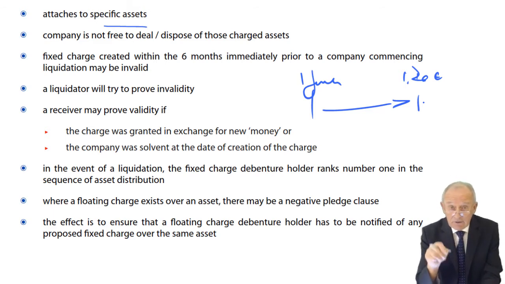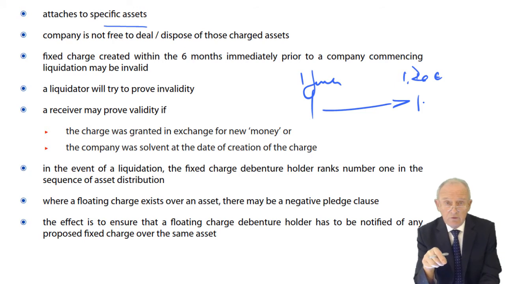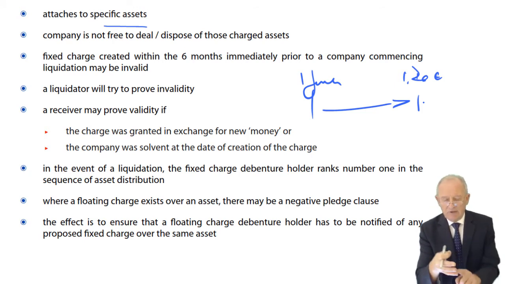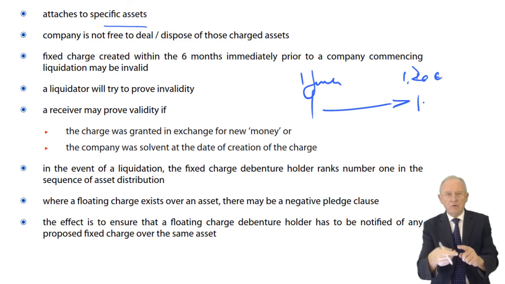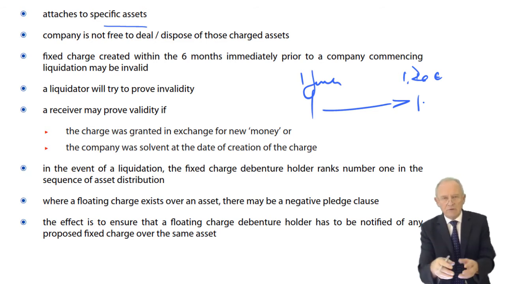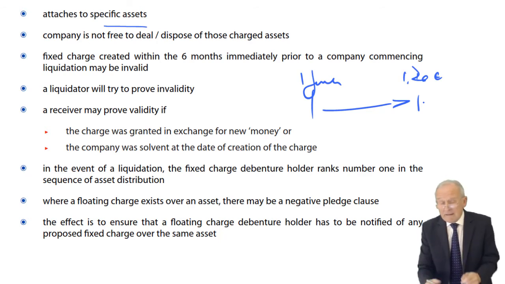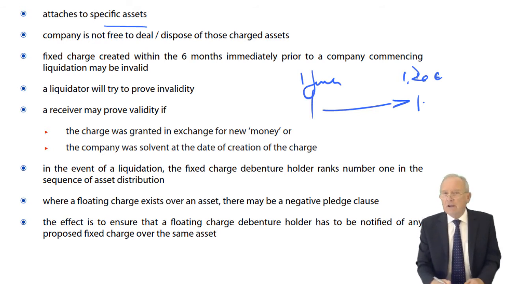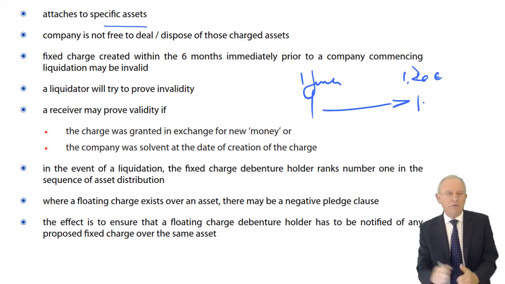Incidentally, if this fixed charge was created within 12 months in favour of a connected person, a director, director's spouse, infant children, a company in which the director, spouse and infant children own greater than 20%, trusts and trust business associates and partners of all of these people, then again the liquidator has got strong arguments to get rid of the receiver. Same arguments, but solvent or new money.